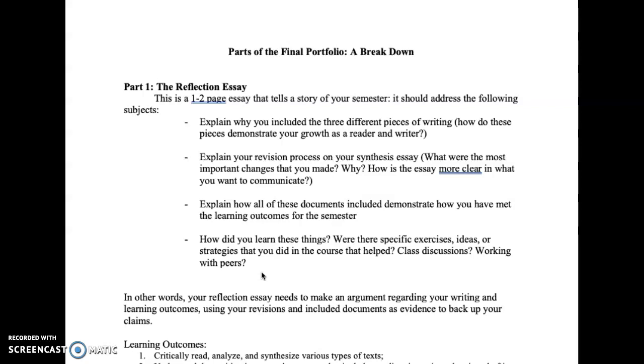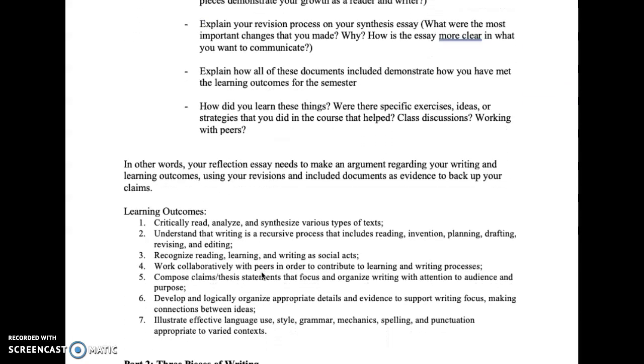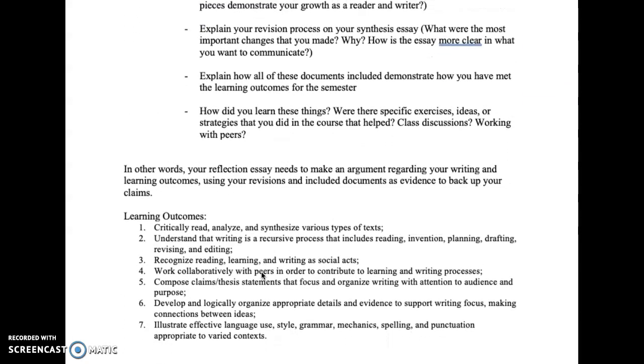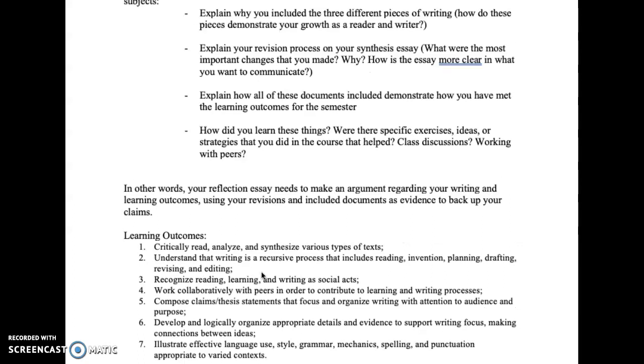In other words, this reflection essay needs to make an argument regarding your writing and learning outcomes. And your revisions and included documents are your evidence to back up how you met these learning outcomes.